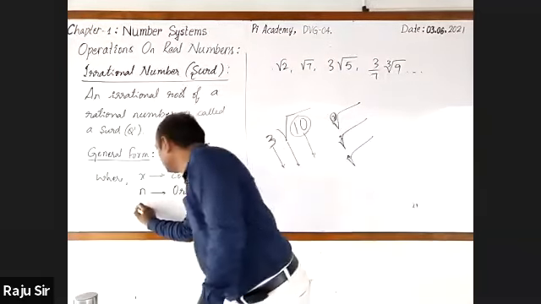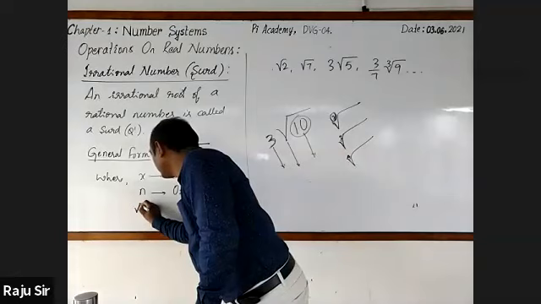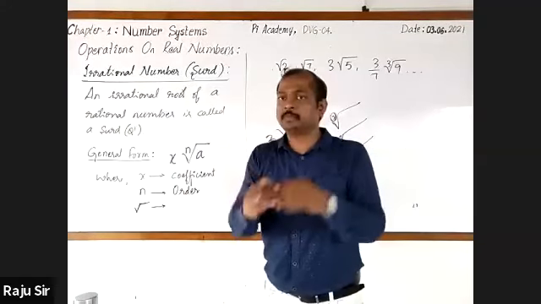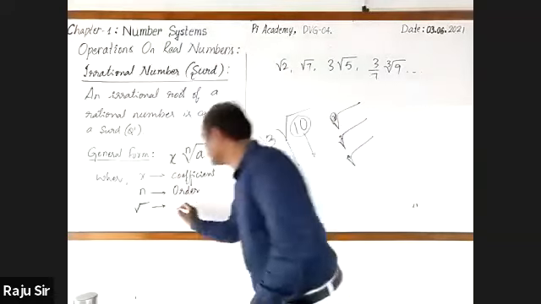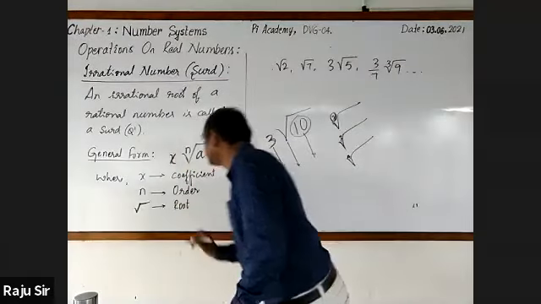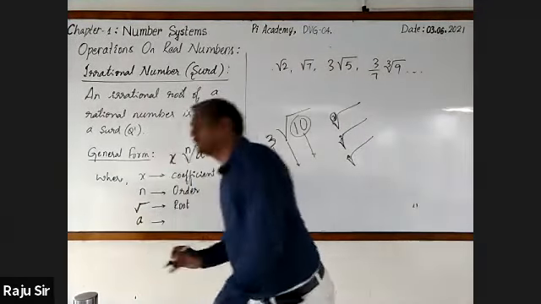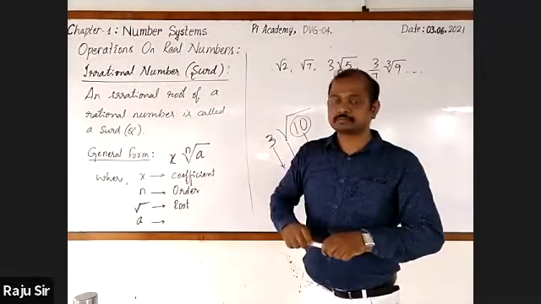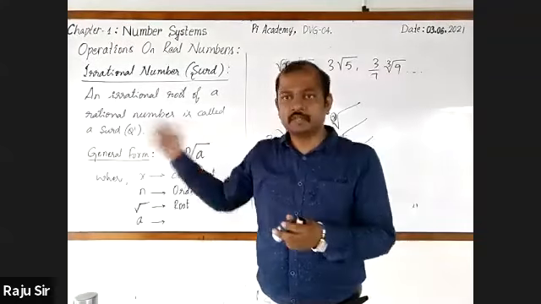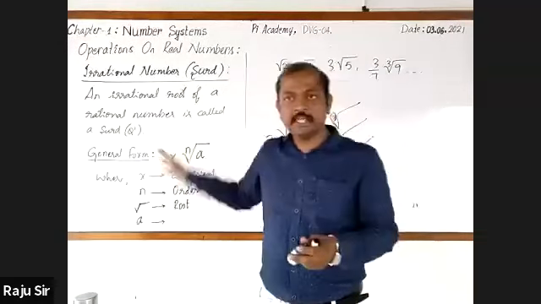Next. What do you call this symbol? Root. Just root. It may be square root, cube root, fourth root, whatever it is, we just write root. Then what does small a indicate? Rational number. Of course, obviously, here we use rational numbers only. X is a rational number, N is a rational number, A is also a rational number.